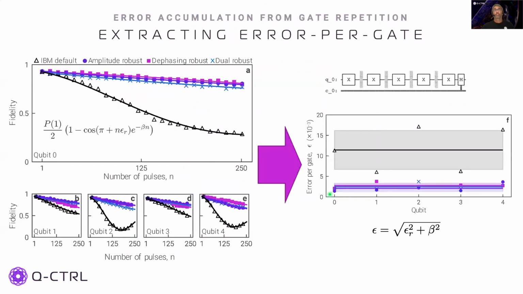The existence of these coherent errors, as indicated by our RB results, can be further explored by performing experiments where the gate is repeated multiple times. As the gate is repeated, coherent errors accumulate, and we can see their effect clearly.